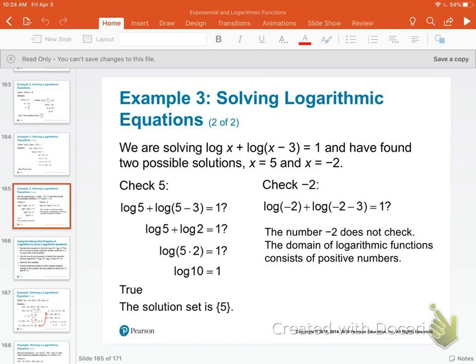So this slide has more detailed information about the checking step. You can read it in my PPT lecture file.